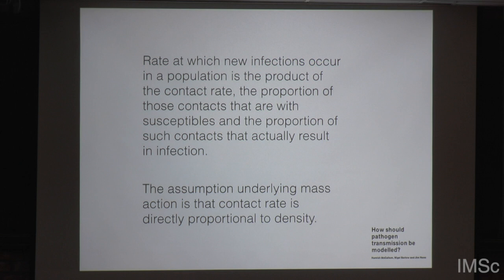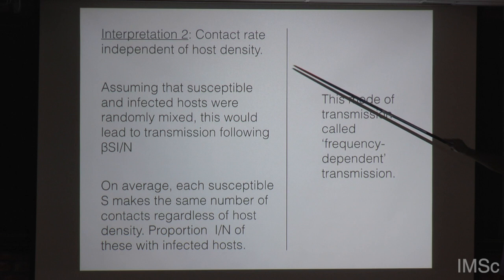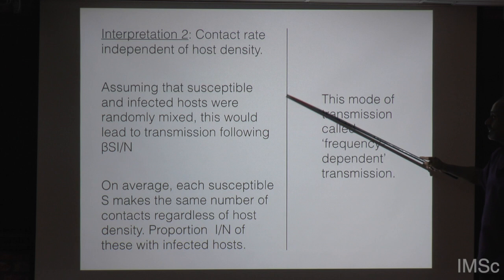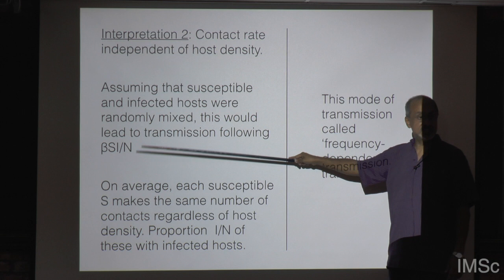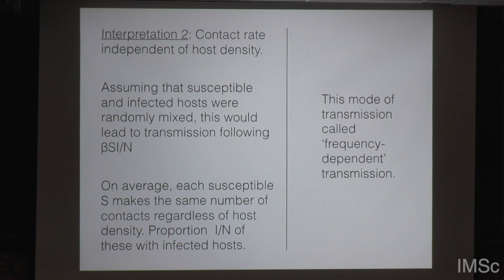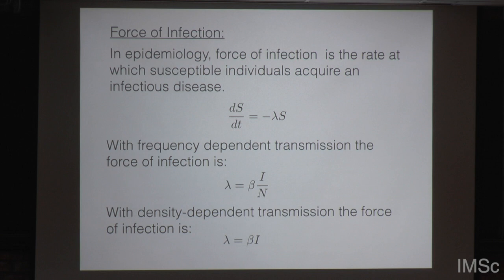There's a second interpretation that says the contact rate is independent of the density. Okay? And this assumes that if susceptible and infected hosts were randomly mixed, the transmission term would be not beta S I, but beta S I divided by N. And the logic is that each susceptible S makes the same number of contacts regardless of host density, and a proportion I by N of these are with infected hosts. Okay? This is called frequency-dependent transmission. So let me just try and explain a little bit about that particular term here.